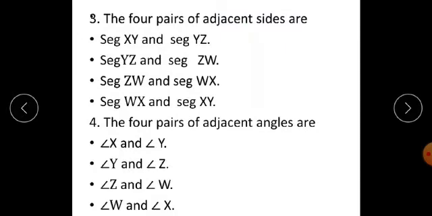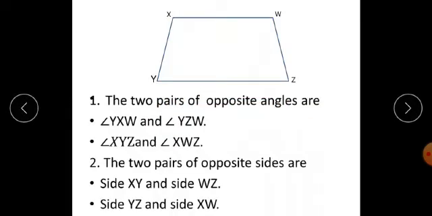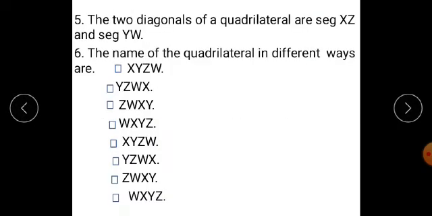Answer to the fourth question. The four pairs of adjacent angles are, look at the figure: angle x and angle y first pair, angle y and angle z second pair, angle z and angle w third pair, and angle w and angle x is the fourth pair.